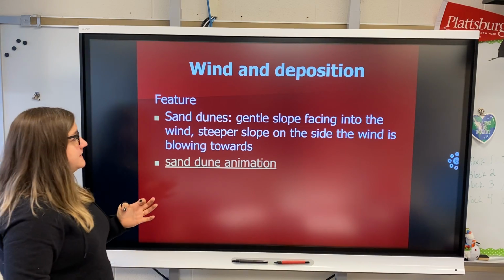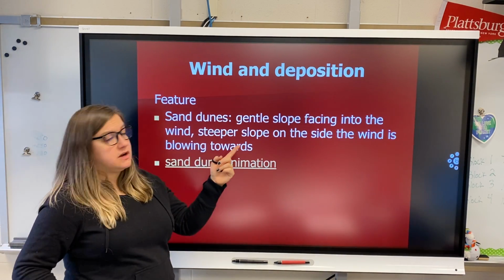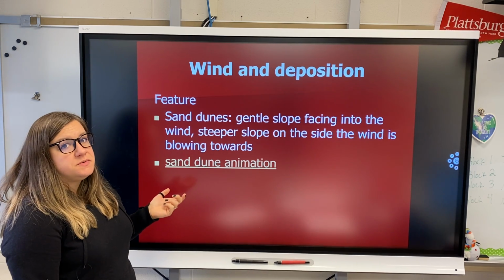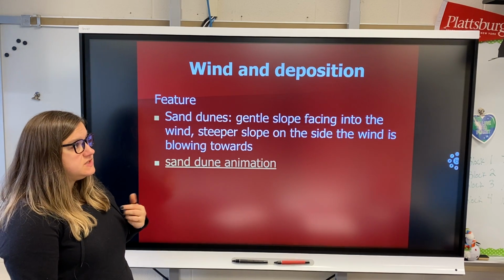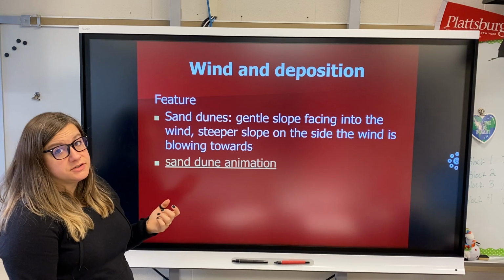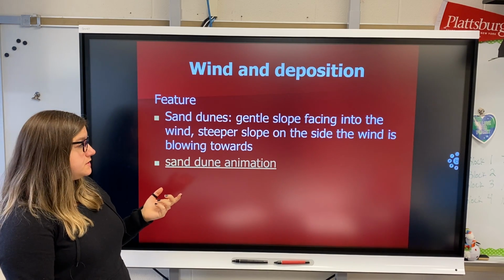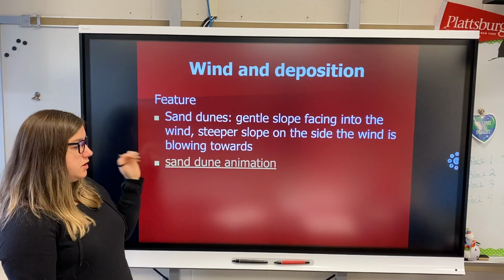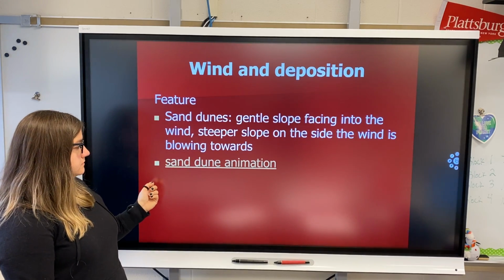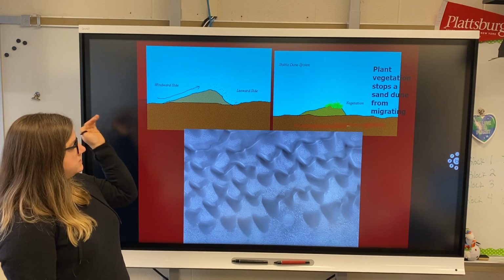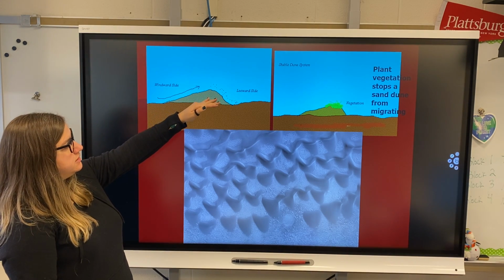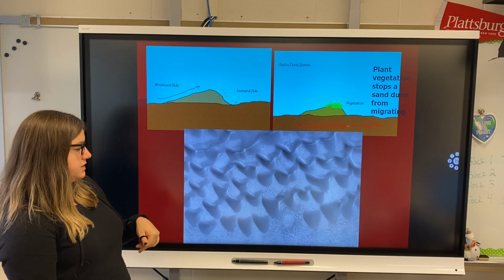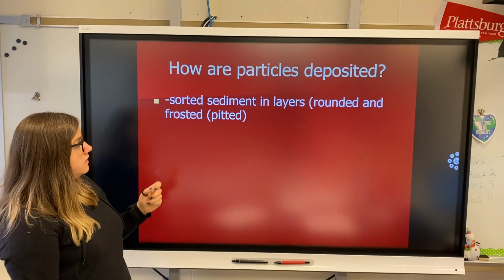Wind and deposition. So sand dunes have gentle slopes facing into the wind. You can see sand dunes when you go to the beach sometimes. You can see sand dunes if you've ever gone to the deserts or if you've ever seen pictures of the desert. The steeper slope is on the side the wind is blowing towards. So actually the wind is blowing towards this direction, and it kind of builds up at the top, and then some pieces fall over the edge.